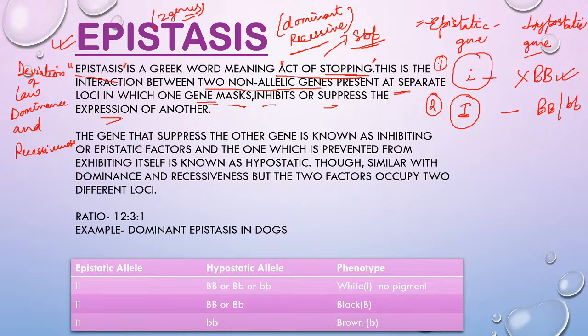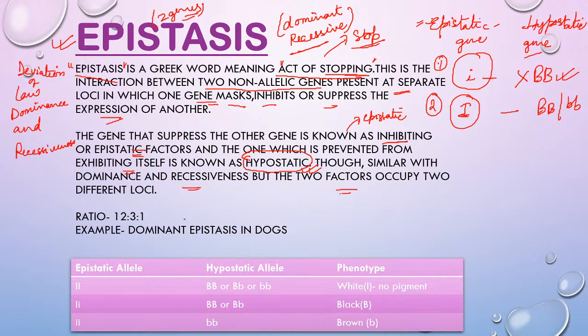Now, the gene that suppresses the other gene is known as the inhibiting or epistatic factor, and the one which is prevented from exhibiting itself is known as the hypostatic factor. So, the gene that can express itself, we call the epistatic gene. And the gene that cannot express itself, we call the hypostatic gene. Though it seems similar to dominance and recessiveness, this is totally different and the two factors occupy two different loci.